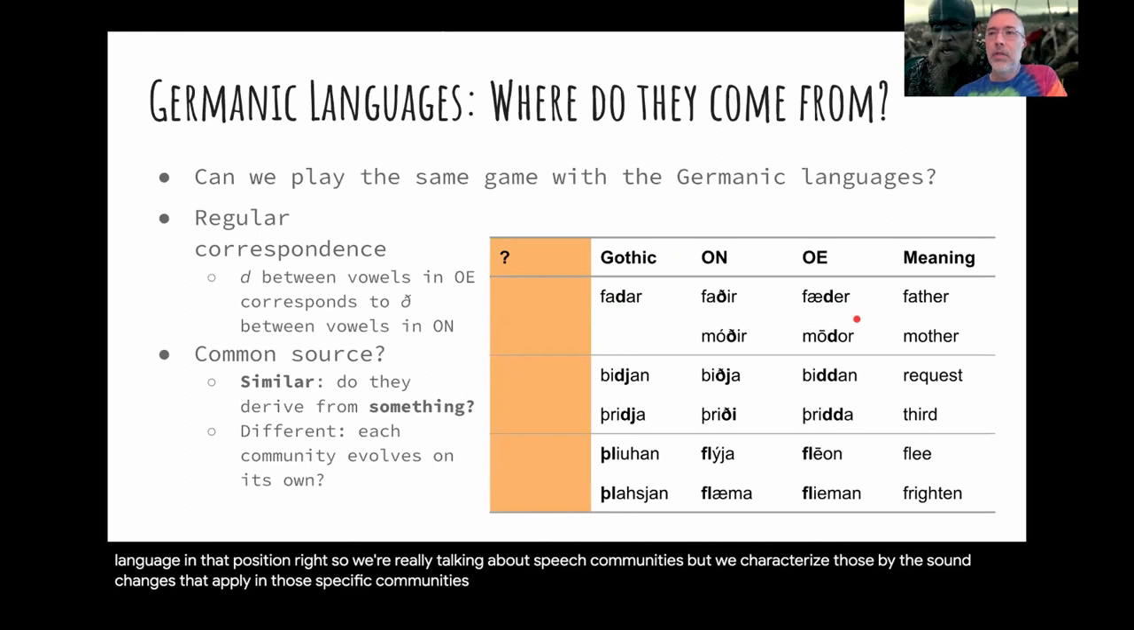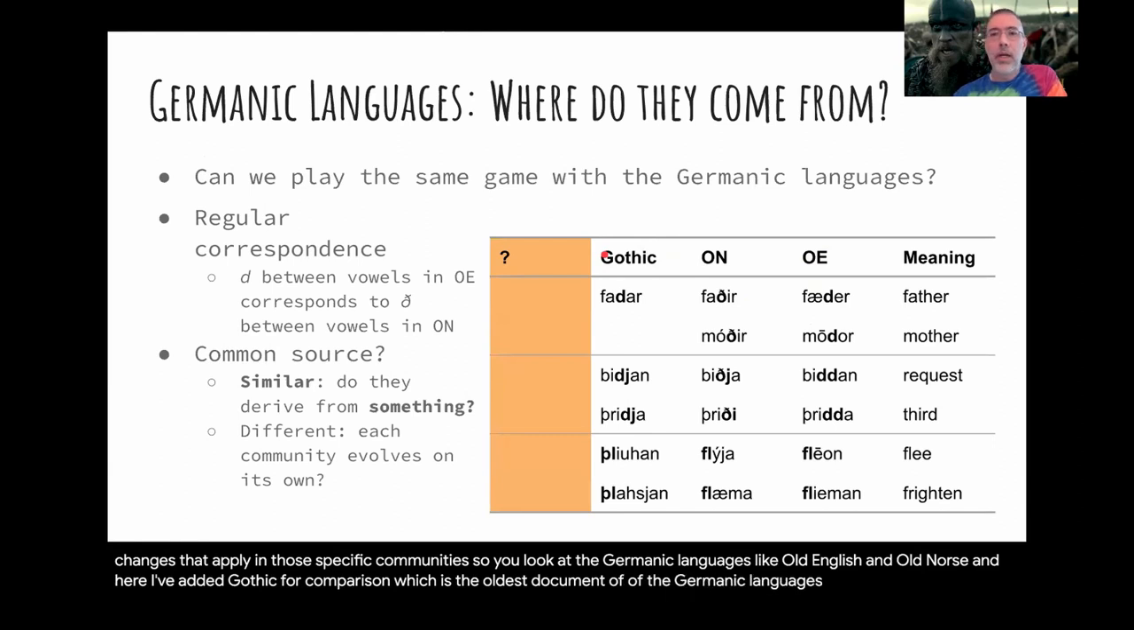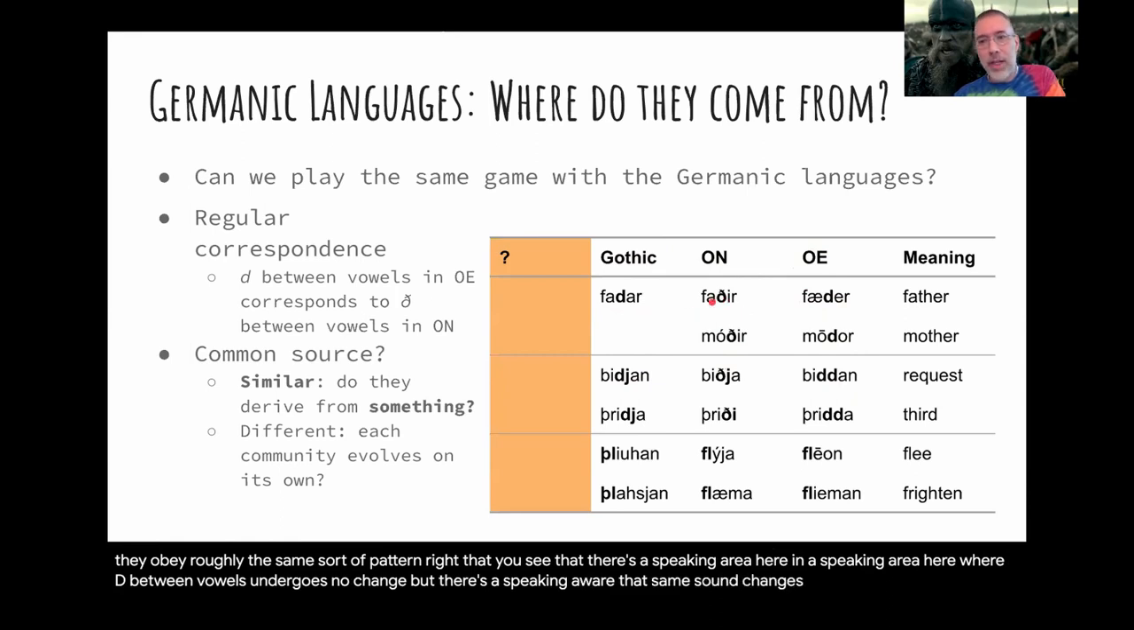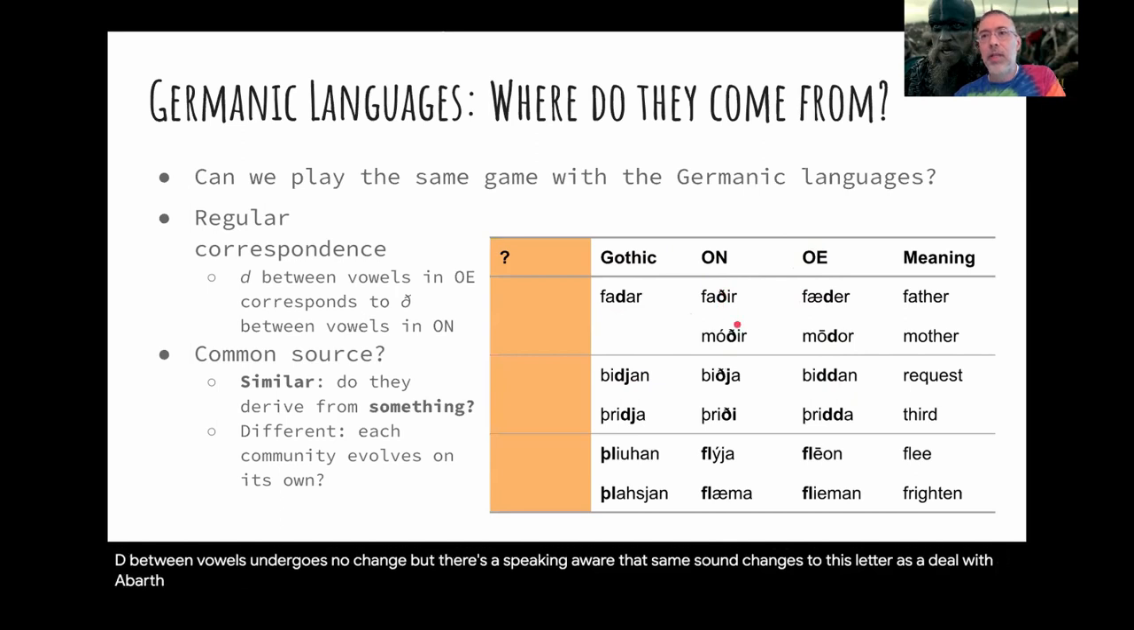So you look at the Germanic languages like Old English and Old Norse, and here I've added Gothic for comparison, which is the oldest documented of the Germanic languages. And you can see that they obey roughly the same sort of pattern, right? That you see that there's a speaking area here and a speaking area here where a D between vowels undergoes no change, but there's a speaking area where that same sound changes to this letter, a D with a bar through it, which is just like it sounds in the name of the letter, eth. It's the TH in English, bathes.